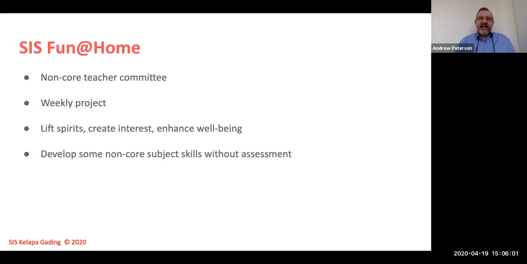We did discuss assessing these, but in the end we decided not to assess them because we didn't want to take away from our desire to make this fun and energy creating and interesting for the students. And so they won't be assessed, but we do strongly encourage all students to get involved in them. And they will develop some skills as they go, including religion, PPKN, art, music, drama, all those non-core areas that we would normally have as part of our school experience.